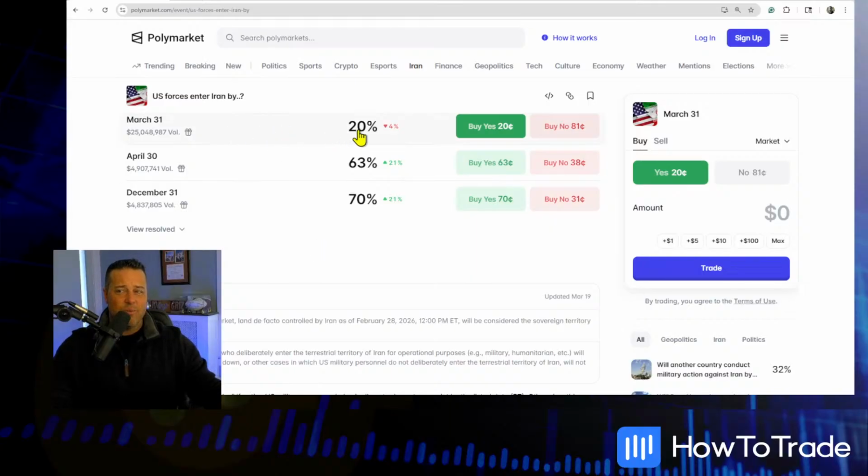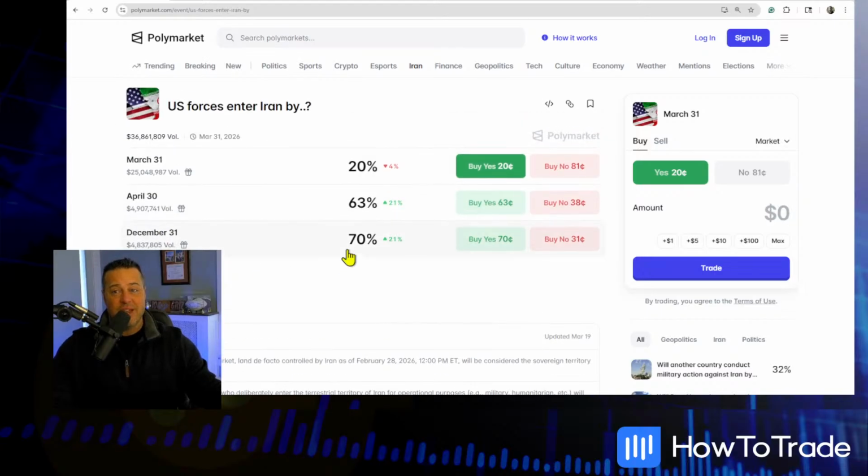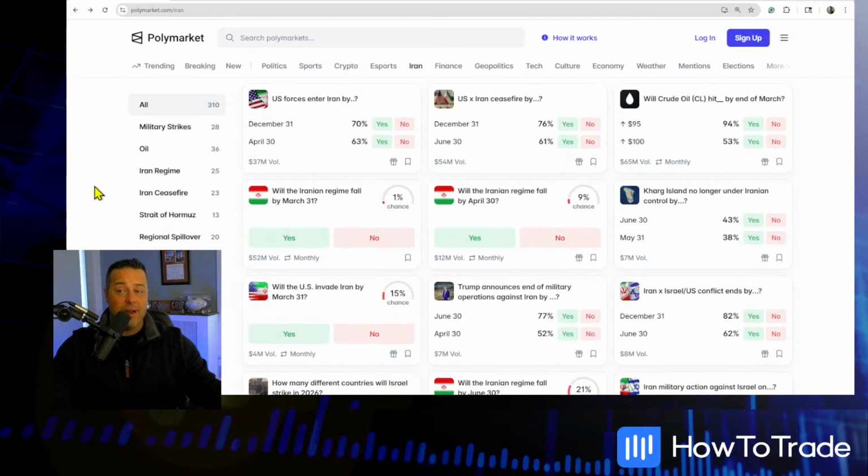March 31st, we're bet at 20% chance, so that's by Tuesday. I don't know, 63% chance says you're going to be in there by April 30th, and by December 31st, a 70% chance. According to these traders, they believe that the U.S. is going to put boots on the ground in Iran, and it's going to happen relatively soon, within the next month or so. So ceasefire, they believe they'll have a ceasefire this year.